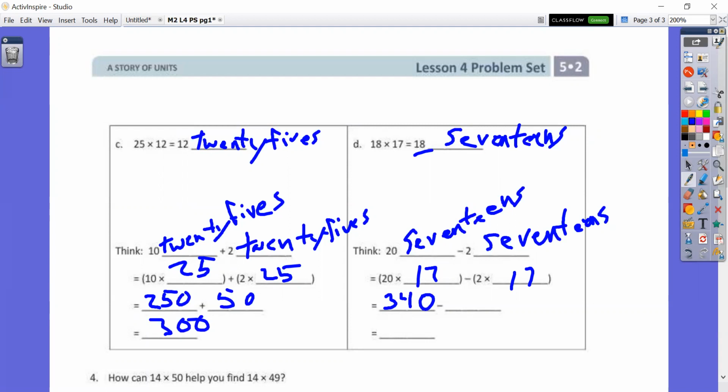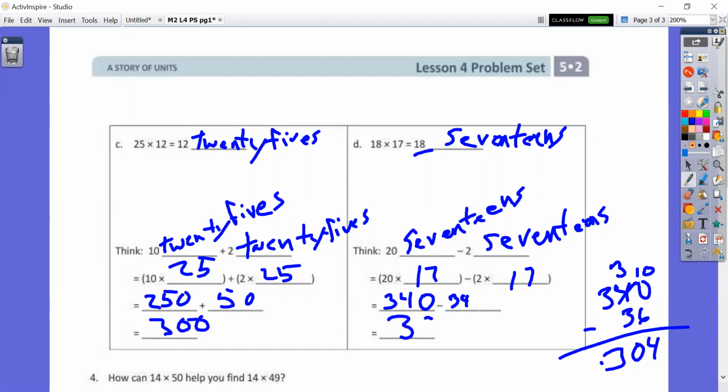And then over here, I know 2 groups of 17. I just did that math. It's 34. And I'm subtracting those. I can do it in my head. I want you to try to do it in your head. I'm going to stack and subtract over here, though. 10 minus 6 is 4. 3 minus 3 is 0. And 3 minus 0 is 3. Our answer for this math problem should be 304.